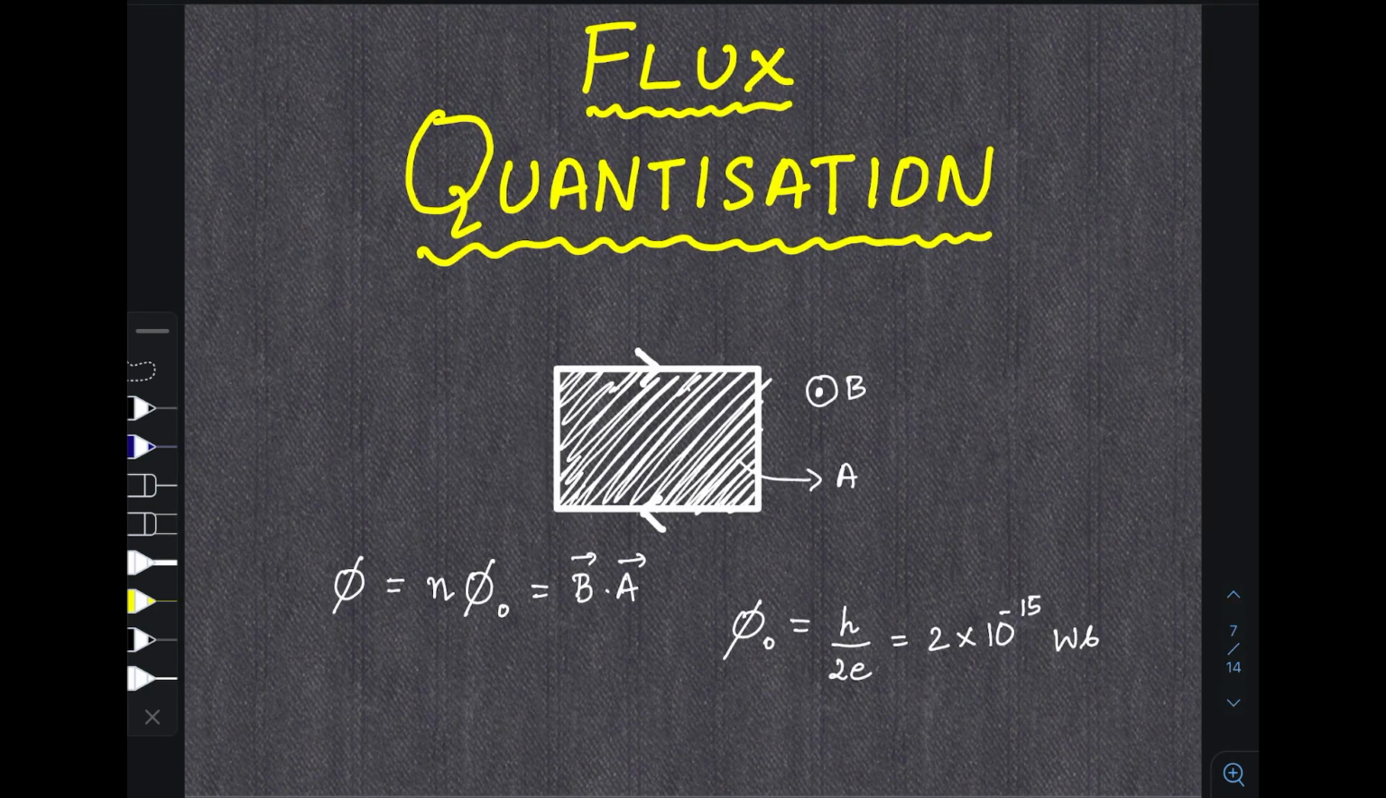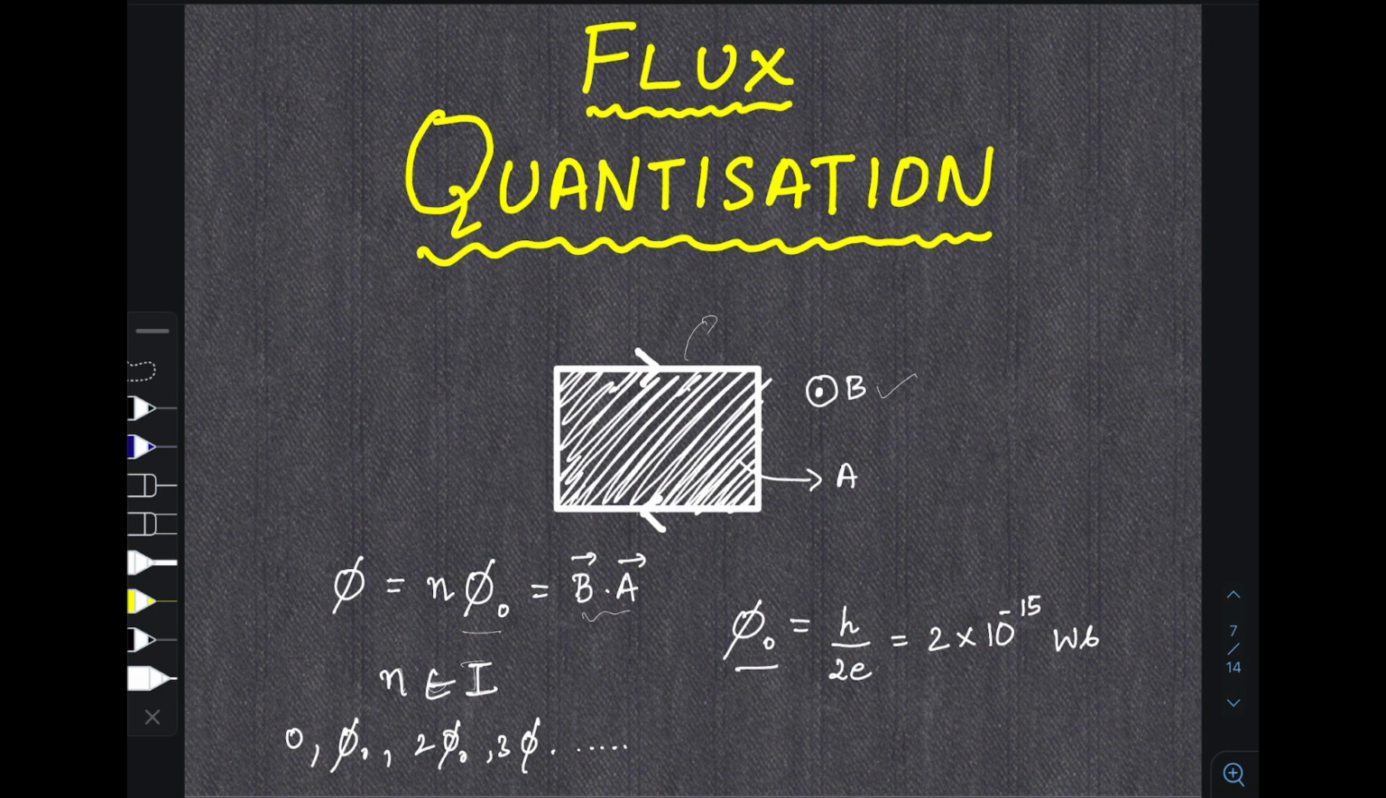Now let us look at flux quantization. What does flux quantization tell us? Consider a superconducting loop, made up of superconducting material, and there is a magnetic field that goes out of the paper. The flux through this loop should be an integral multiple of phi naught, where n is an integer. So the flux values can only be 0, phi naught, 2 phi naught, 3 phi naught, and so on. Any other value than this cannot be allowed inside this loop. So this is basically what flux quantization is.